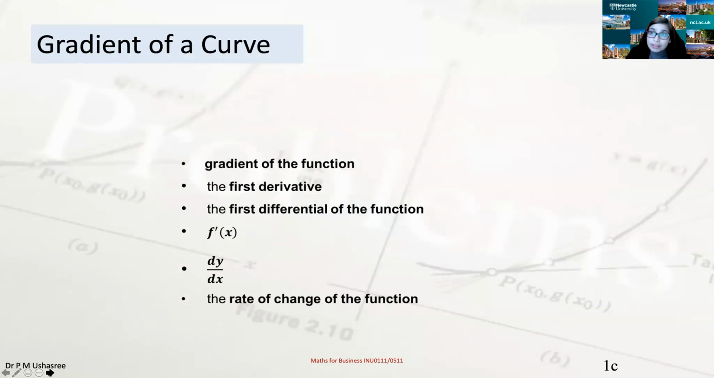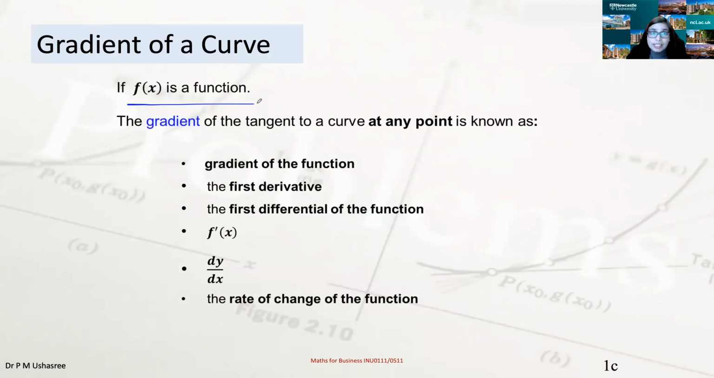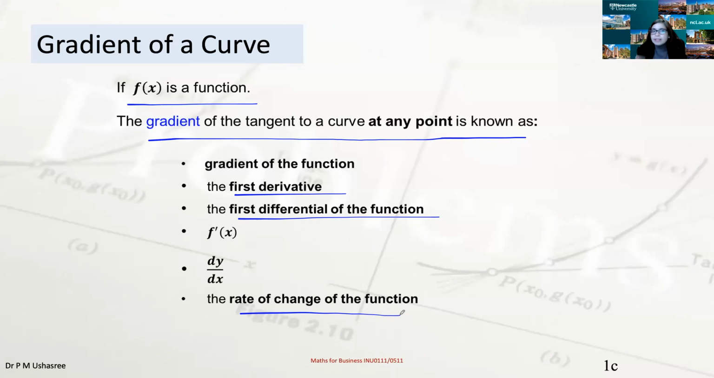Okay, now another important point. If f of x is a function, the gradient of the tangent to a curve at any point can be known by different names. Some textbooks say it's the gradient of the function, some say it is the first derivative, some use f prime x, or dy by dx, or first differential of the function, or rate of change of the function. We can say it in any way. So please be familiar with all these different ways of saying it.